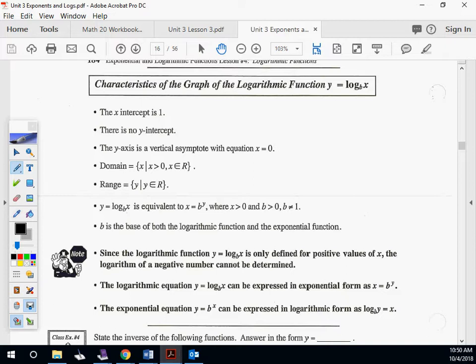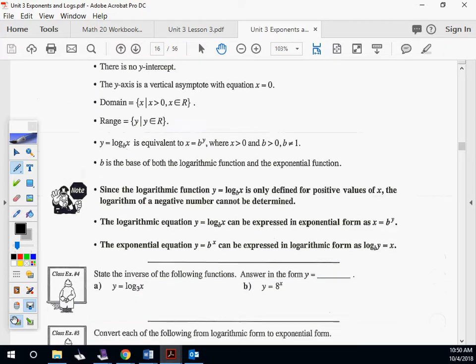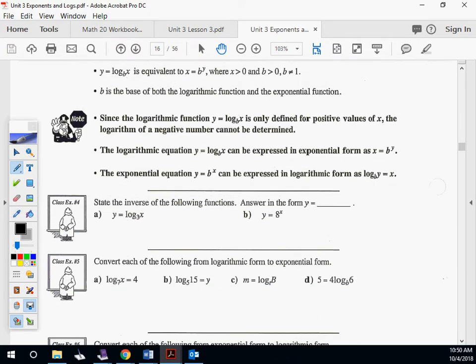Since a log function of y equals log base b of x is only defined for positive values of x, that's important. We can't have a negative value there because remember, if we have an exponent of something, we can't get negative. That's what they're saying there.